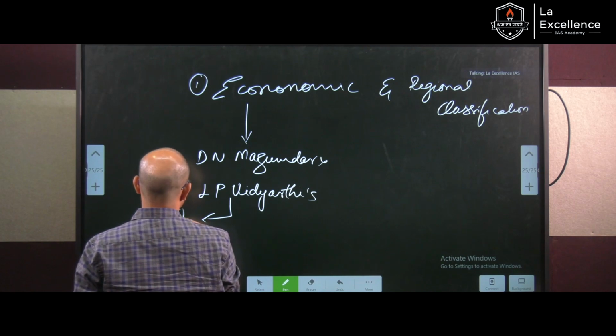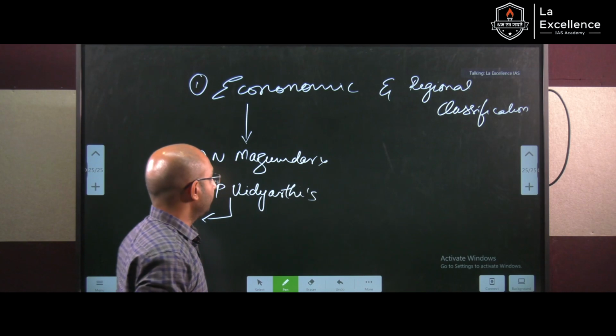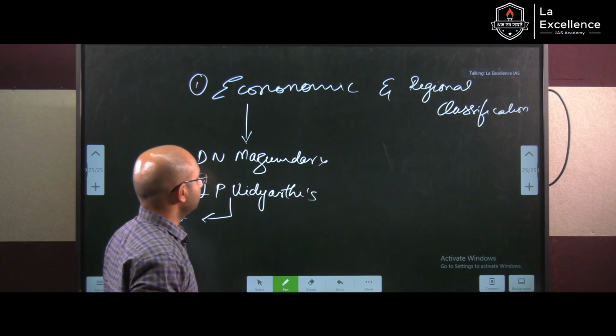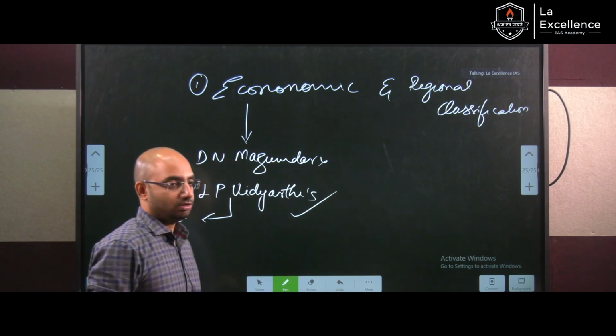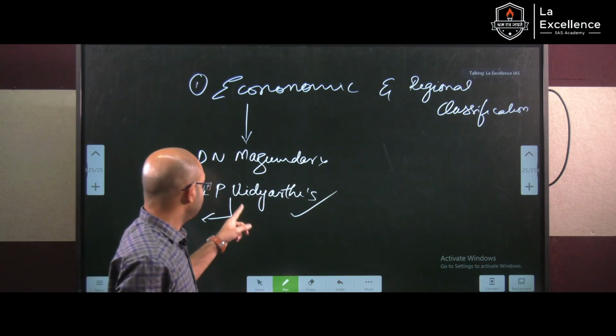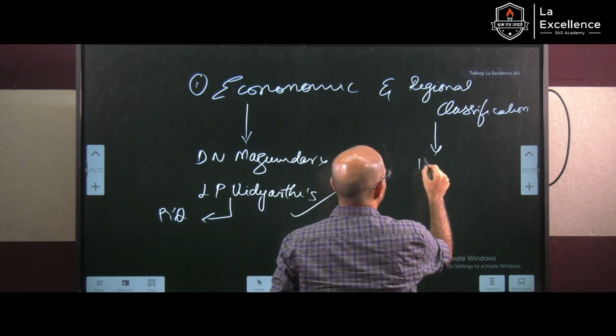3 years back, they had asked Vidyarthi's economic classification as a question, which means if you have to choose one thinker's economic classification, even UPSC in the previous papers has acknowledged L.P. Vidyarthi. So please use L.P. Vidyarthi's economic classification, and for regional classification you can use Guha.